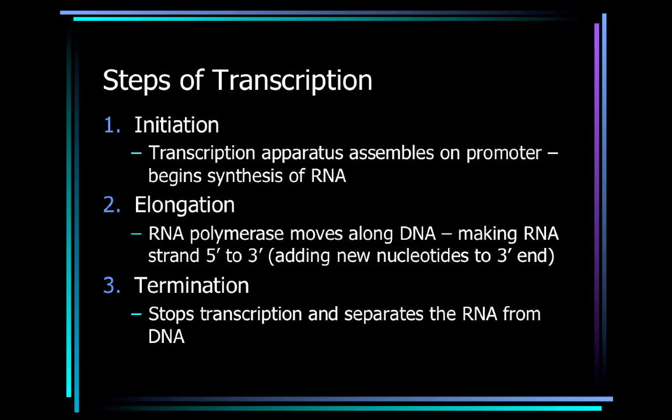The second step is elongation, where RNA polymerase, so another enzyme, but instead of it being DNA specific, it's more specific to RNA, is going to move along the DNA template and keep adding RNA nucleotides to that 3' end, very similar to how DNA polymerase 3 did so in DNA replication.